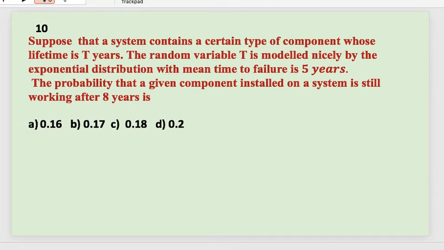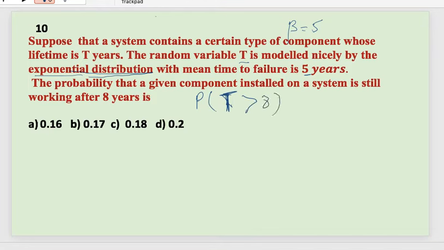Next is: suppose a system contains a certain type of component whose lifetime is t years. The random variable t is modeled nicely by the exponential distribution. First of all, we get information in the question: it is an exponential distribution with mean time to failure 5. That means beta is given to us as 5. Now the query of the question is the probability that a given component installed on a system is still working after 8 years. So we have t as the variable here, and t is more than 8.